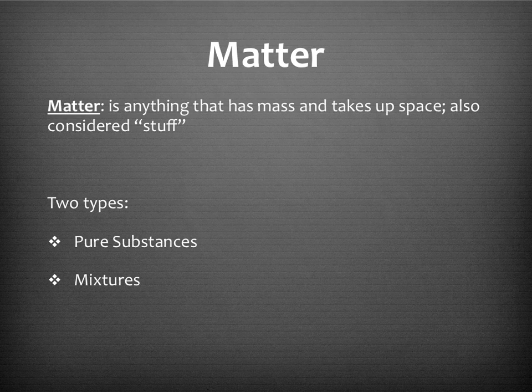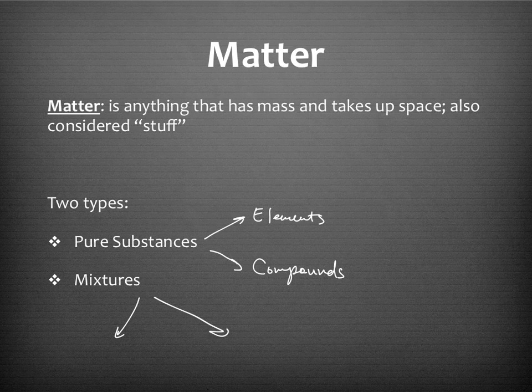And so we're going to start with what is matter. It's anything that has mass, takes up space, and sometimes you could even call it stuff. And so there are two types of matter that you guys learned about: pure substances and mixtures. Now, pure substances can be broken down into elements and compounds, whereas mixtures have two types: homogeneous and heterogeneous.